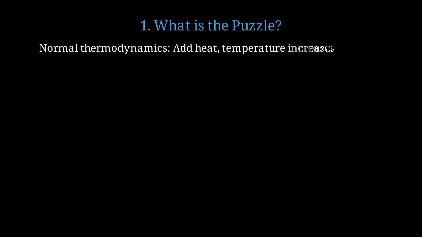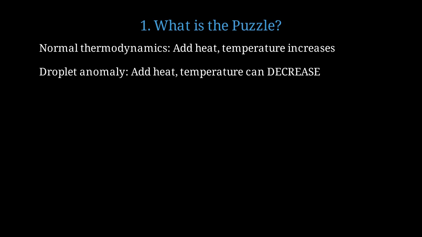In normal thermodynamics, when you add heat energy to a system, its temperature increases. This seems like common sense. But for small droplets, something bizarre happens. You can add heat energy, and the temperature actually decreases. This is the negative heat capacity phenomenon. Heat capacity is defined as the change in heat divided by the change in temperature. For small droplets, this heat capacity can be negative, which seems to violate our intuition about how energy works.